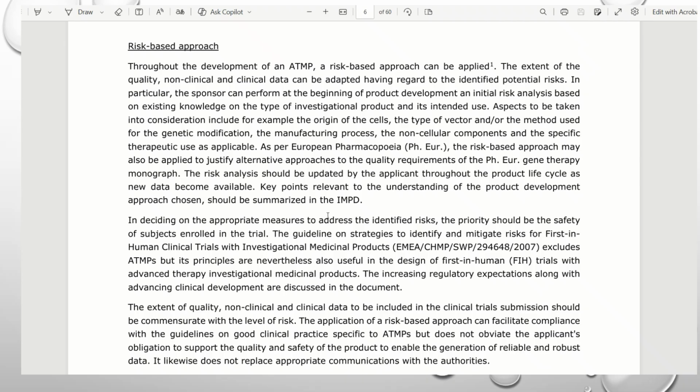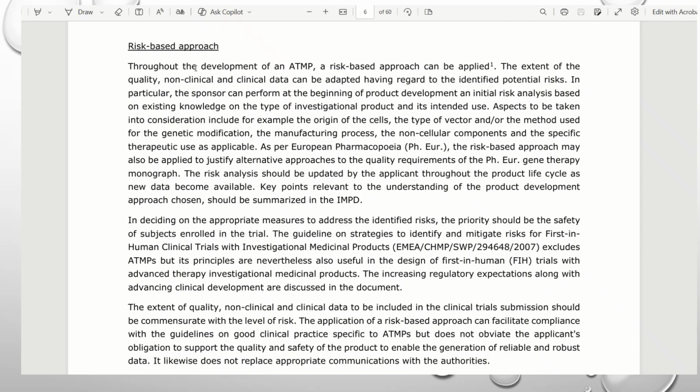With regard to a risk-based approach, all of these products are unique. They have their own specific therapeutic strategy, and they have their own risks associated with it. So the extent of information has to be proportionate and applicable to the type of advanced therapy medicinal product that we're dealing with. And this is what is meant by the risk-based approach.